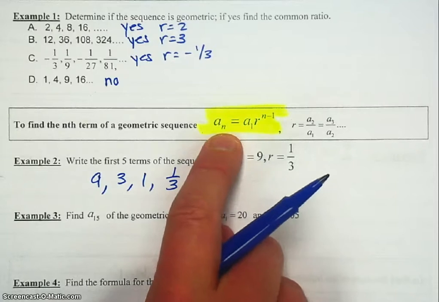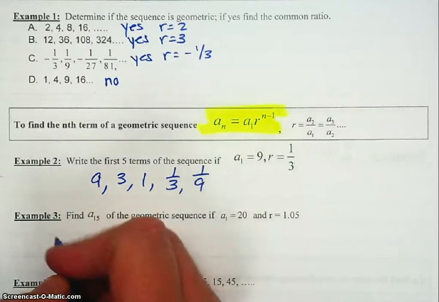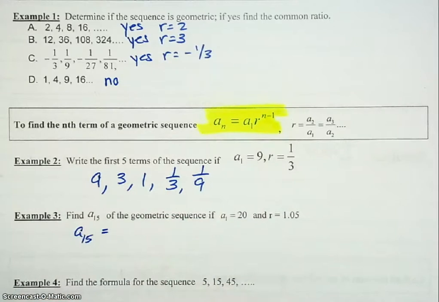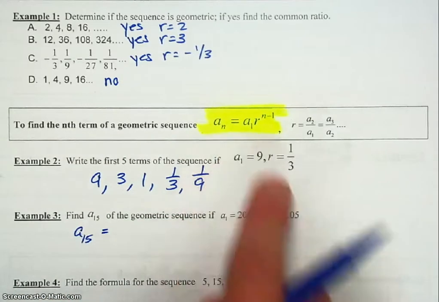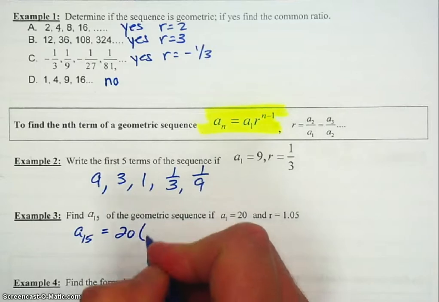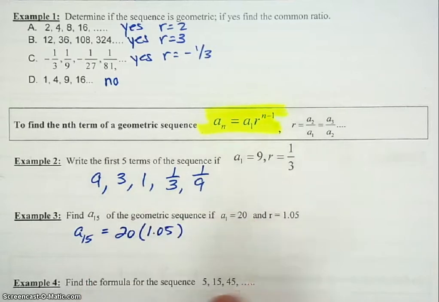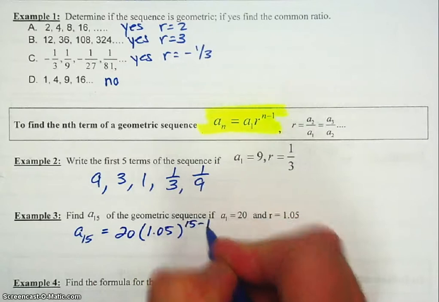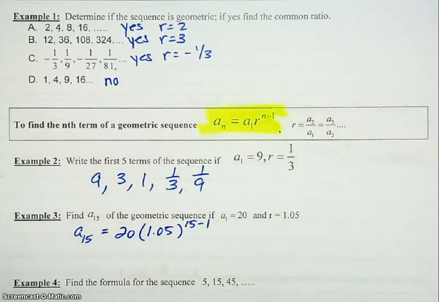So what we're saying here is N is 15. So I want to find A15. Okay? Well, I'm just going to substitute in. A1 is 20. R is 1.05, and then R is raised to the n minus 1. So that's 15 minus 1, which is going to be 14.